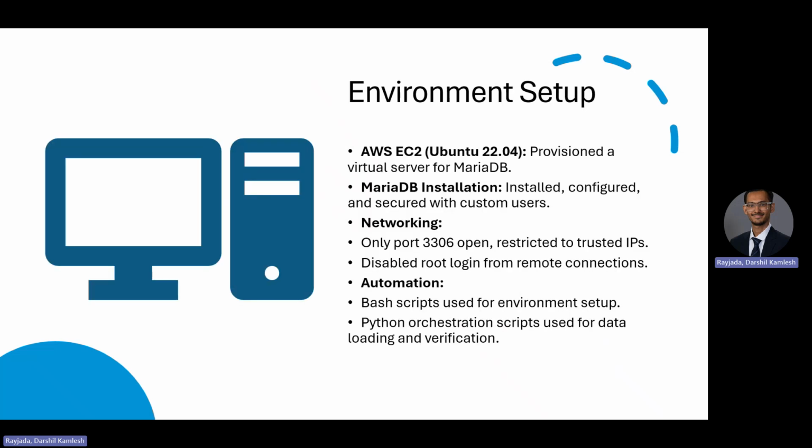And how we're going to set up our environment. I set up MariaDB on an AWS EC2 instance with Ubuntu. The database was secured with custom users and only port 3306 open for trusted IPs. Why I'm saying this, only this port was open, is because if you open any other port, which I have done in assignments 1 and 2, you'll face some other errors.